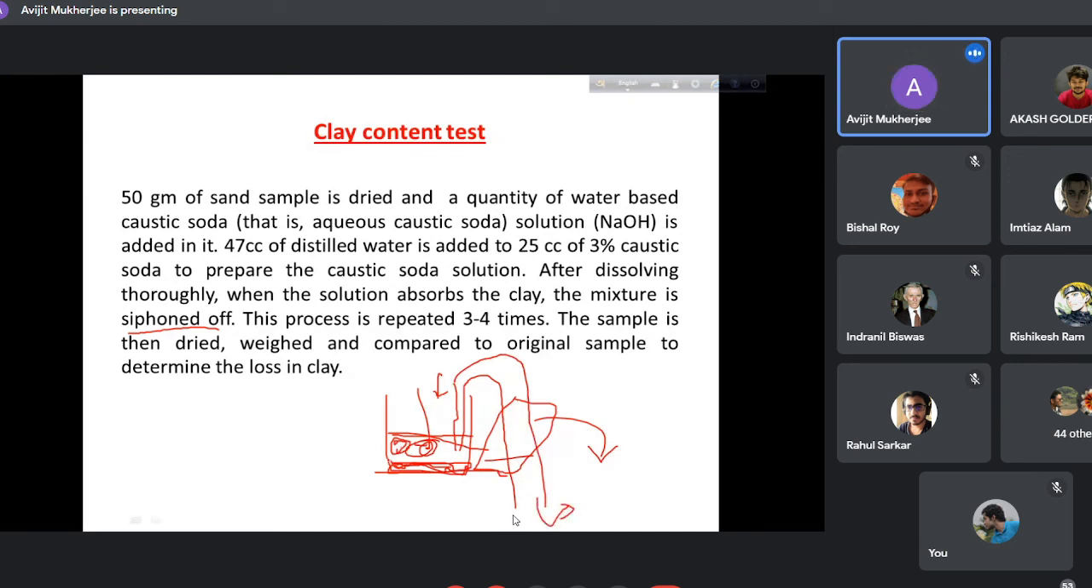this upper liquid. So gradually this caustic soda solution containing the impurities, mud or clay, will be washed. Again, repeat the process at least 3 to 4 times. Take another fresh solution, dissolve this mass, again stir well, allow to settle, siphon off the dirty liquid, and then finally dry the sample. Weigh again and compare with the original sample. So this time, this difference will indicate the loss of clay. So this is the clay content test.